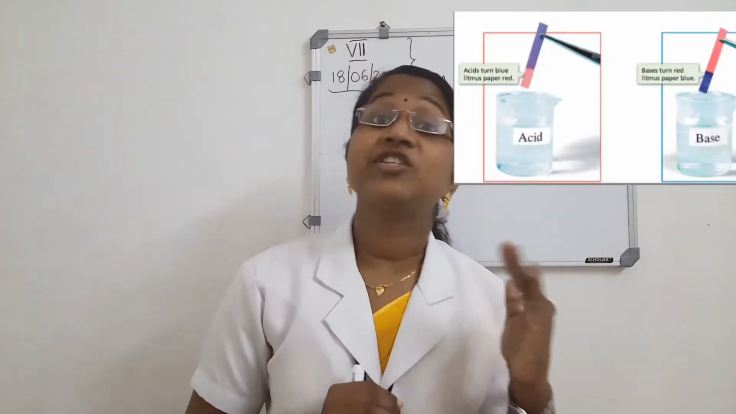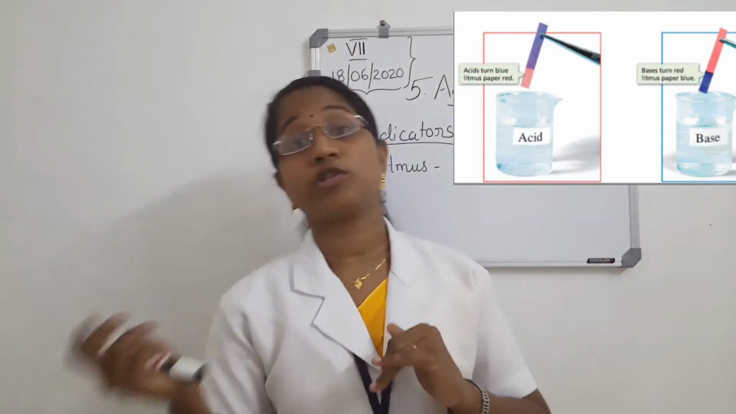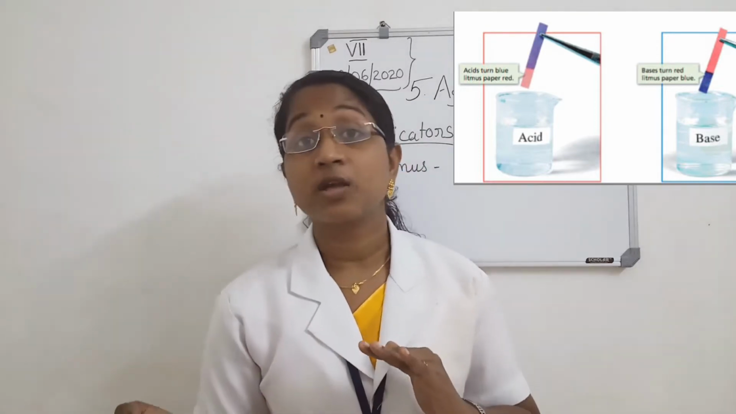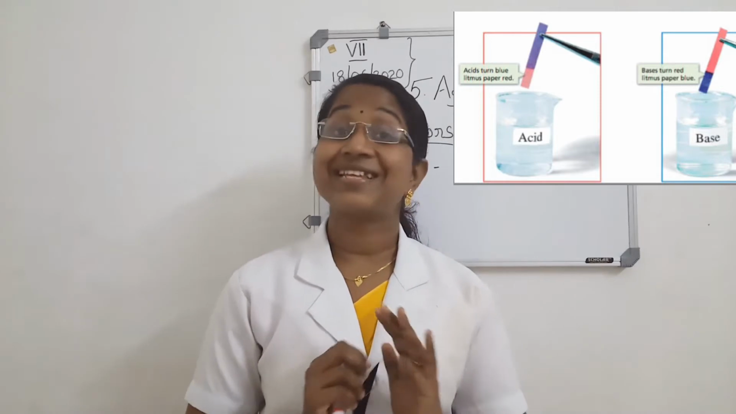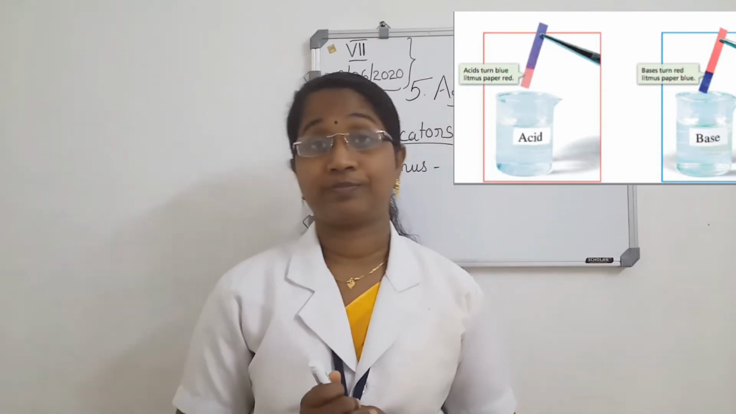Litmus has a purple color in distilled water. When it is added to an acidic solution, it turns red. When it is added to a basic solution, it turns blue.